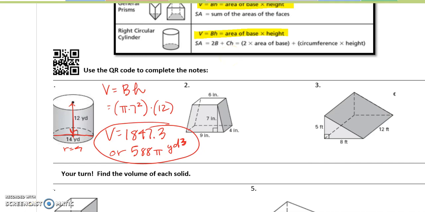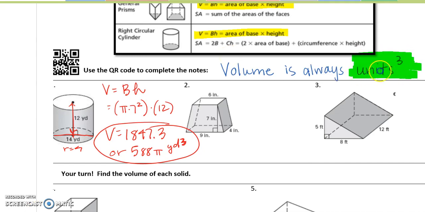Okay, this is important to note. Volume is always going to be units cubed. Volume, we're measuring the space inside a three-dimensional object, so it's in 3 dimensions, not 2D flat dimensions.